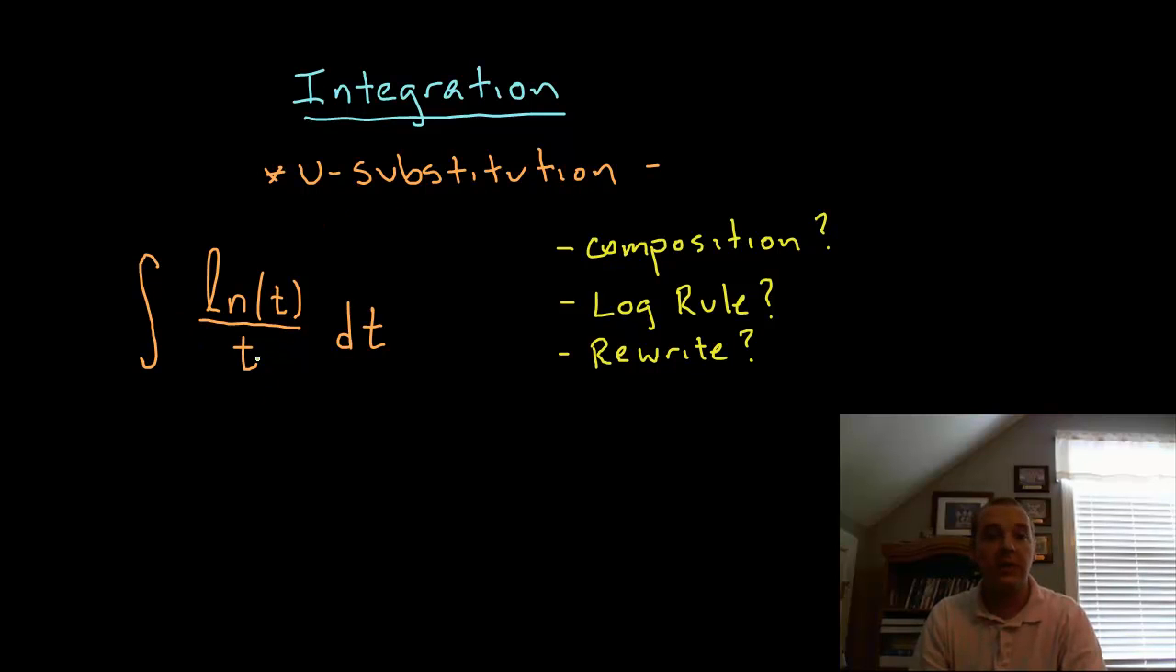And I don't see that. I don't have natural log of t squared plus 7. It's just plain old natural log of t. Obviously, there's no composition with just the t, so that's pretty much out for this example.